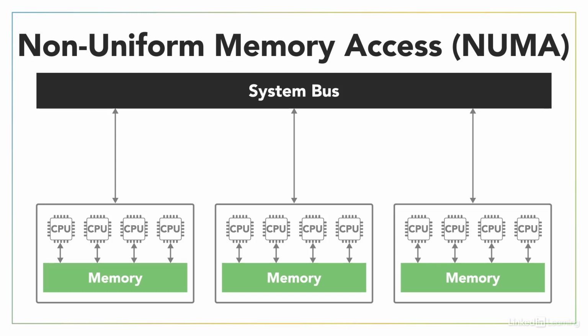The access is non-uniform because some processors will have quicker access to certain parts of memory than others. It takes longer to access things over the bus. But overall, every processor can still see everything in memory.